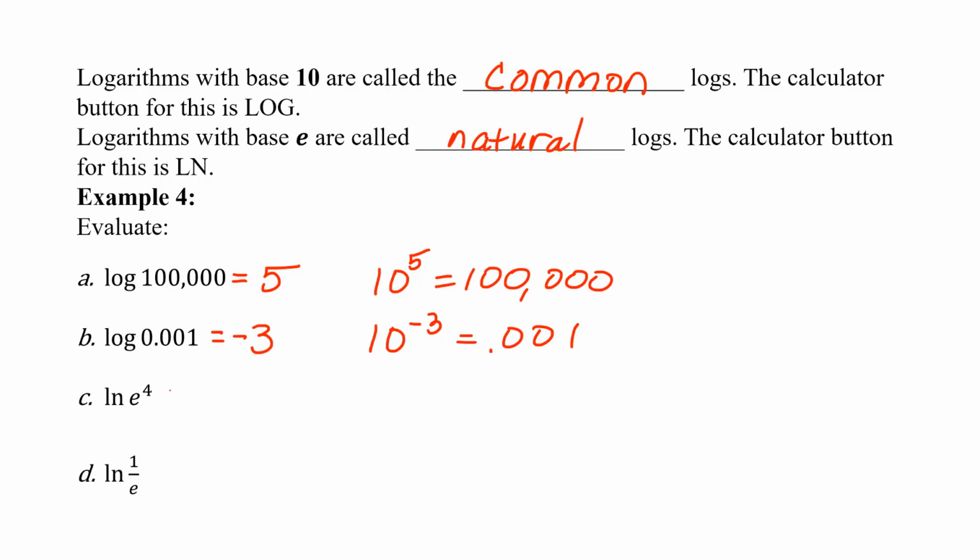Natural log of e to the 4th, what does that equal? Well, I'm looking for the exponent you would put on e to get e to the 4th. And that exponent would be 4 because if I'm asking what exponent do I put on e to get e to the 4th, well, that's going to be 4.